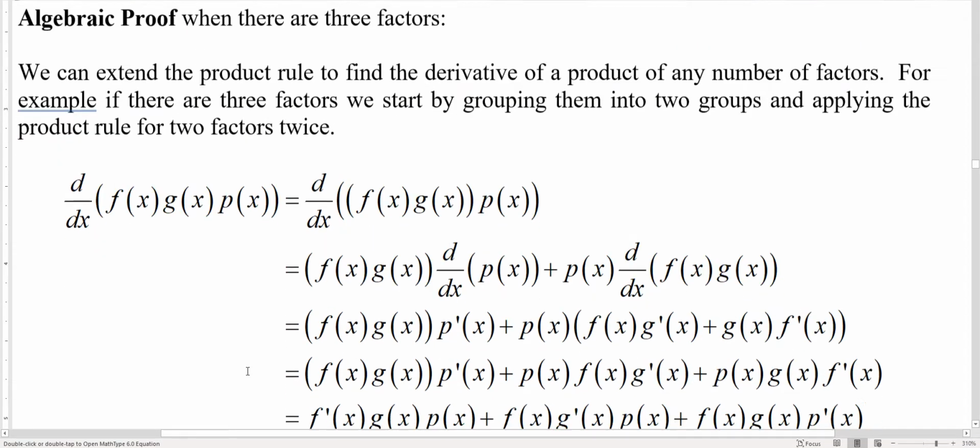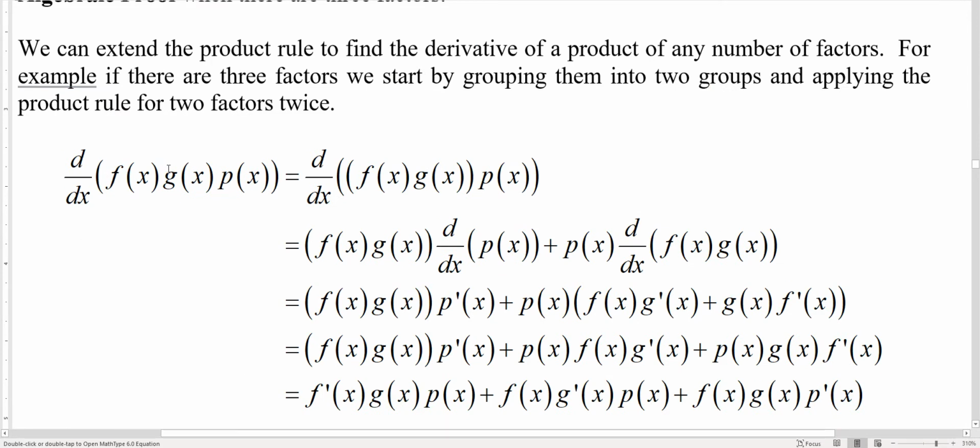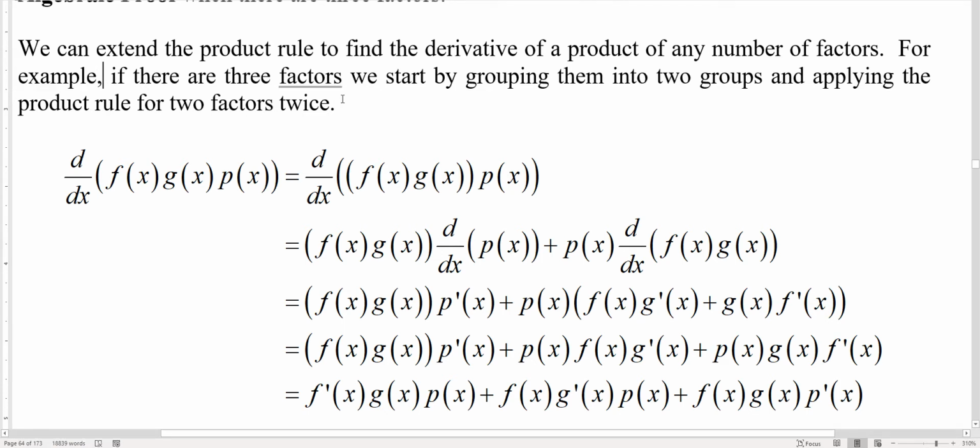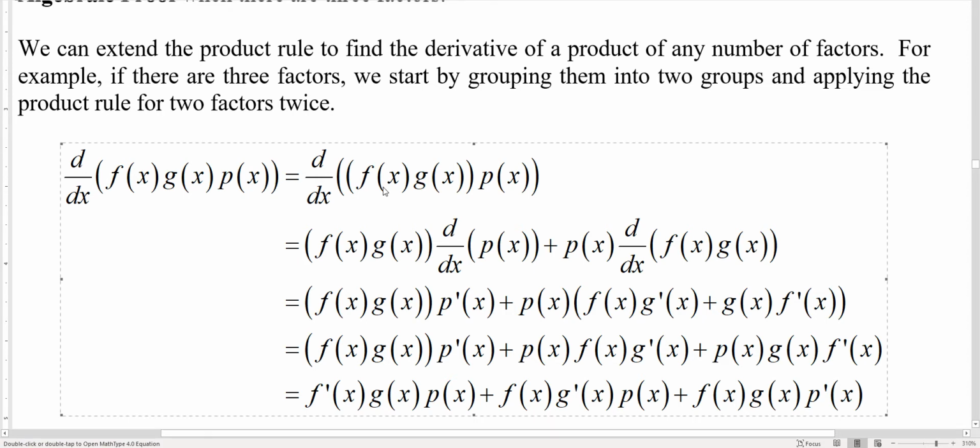So I'm going to do the proof when there are 3 factors. The way you do the proof when there are three factors is we start by grouping 2 of them, say f and g, and now we just have 2 factors. So we can apply the 2-factor product rule that we proved earlier. It's the first times the derivative of the second plus the second times the derivative of the first. Now the derivative of p is p prime, of course. Now for the derivative of the second here, we can use the 2-factor product rule again. So that's f times g prime plus g times f prime, and then distribute the p.